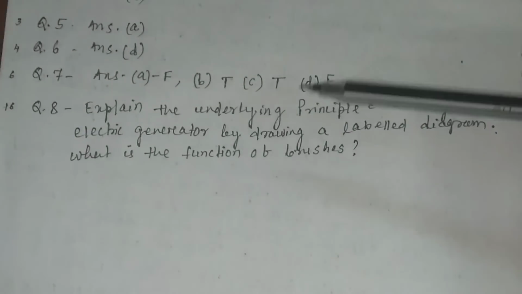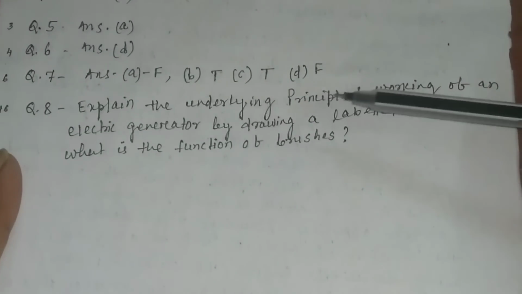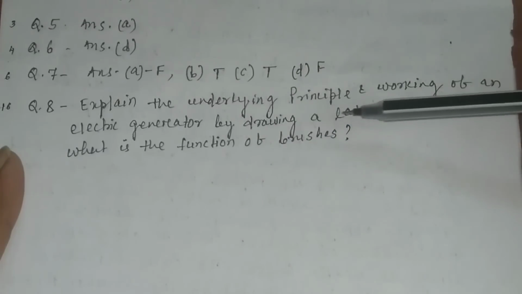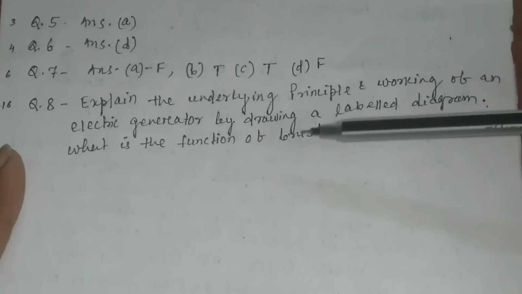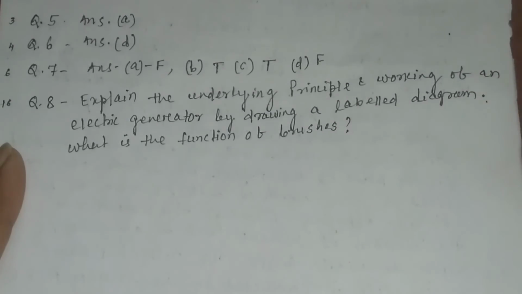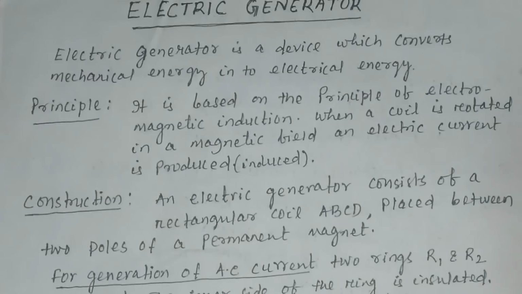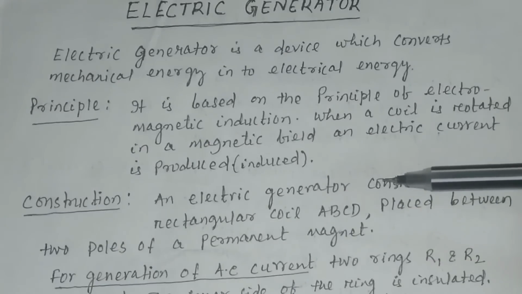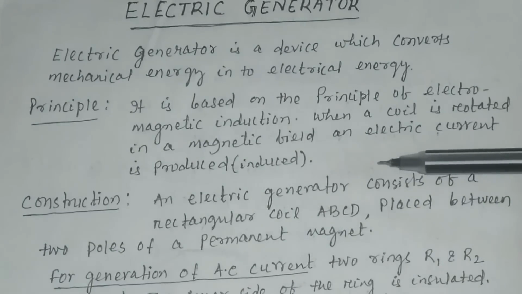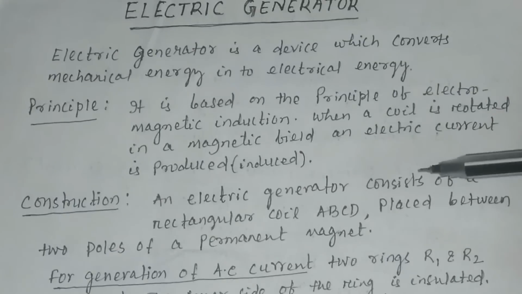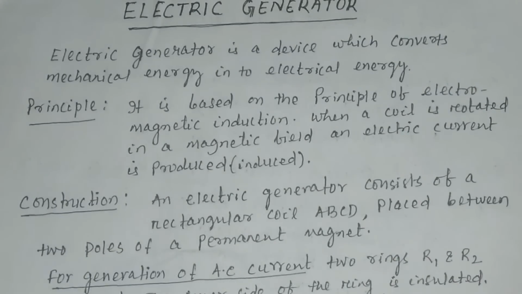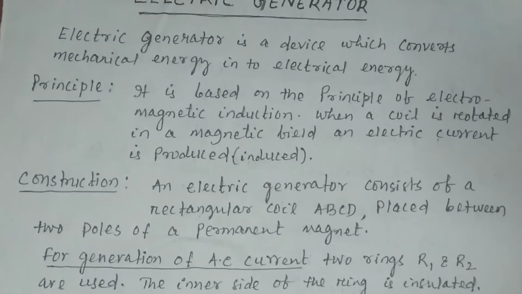Then another long type question: explain the underlying principle and working of an electric generator by drawing a labelled diagram. What is the function of brushes? We have discussed the long question, and the function of brushes is to deliver or pick the current from the coil. Or you may write that the brushes receive current from the coil.